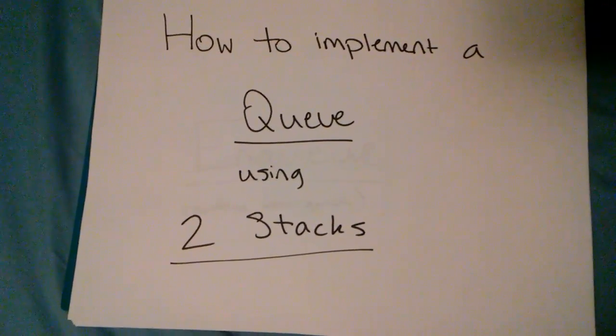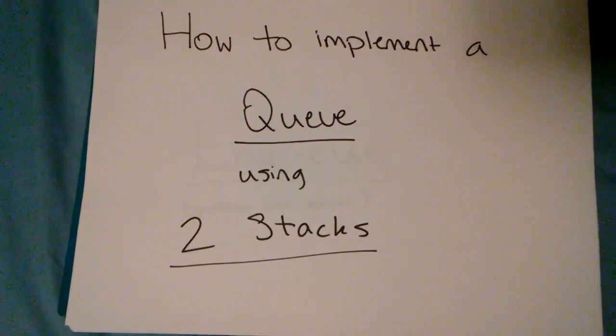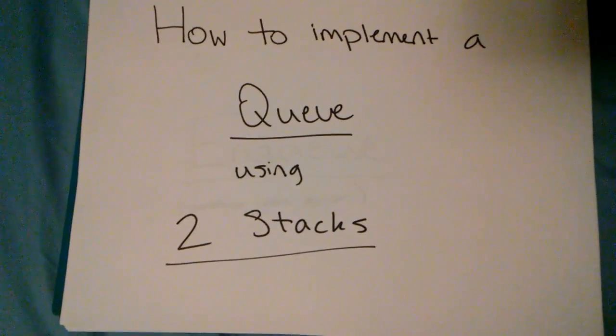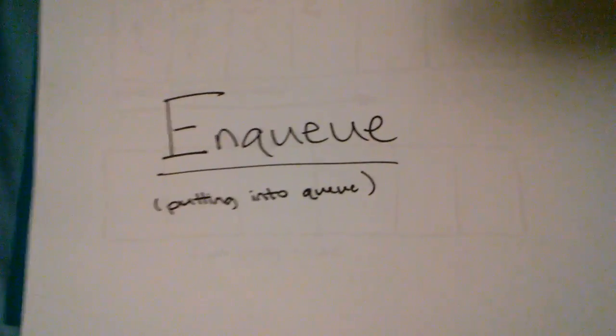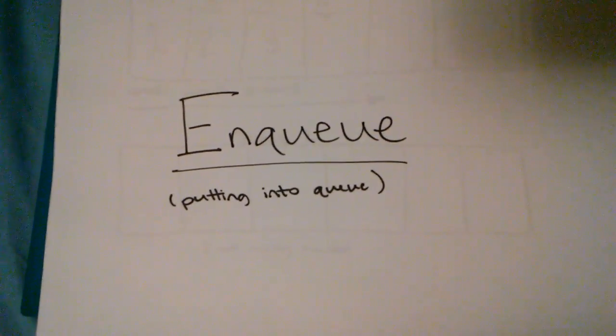Okay, so I'm Samantha. I'm going to explain how to implement a queue using two stacks. So the first thing you need to be able to do with the queue is enqueue, which is putting something into the queue.